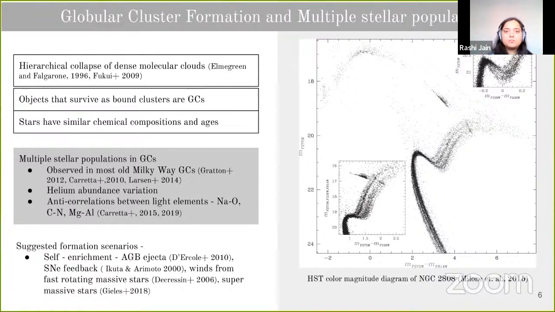And for this self-enrichment, there are multiple scenarios. It could have been because of the ejecta from the AGB stars, or supernova feedback from the death of the massive stars that died very early on when the cluster was evolving, or winds from the fast rotating massive stars. There is no one consensus on how this might have taken place, but it could have been either of these reasons or a combination of them. But now we know for sure that the populations of globular clusters are not simple.